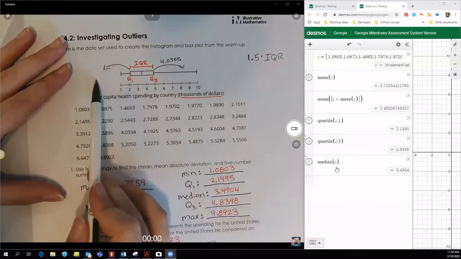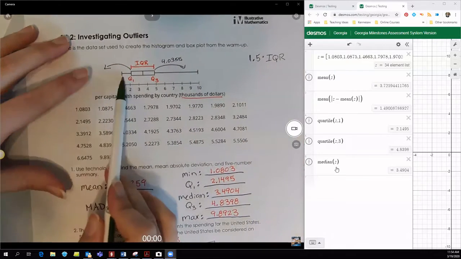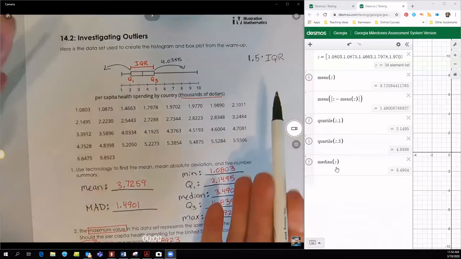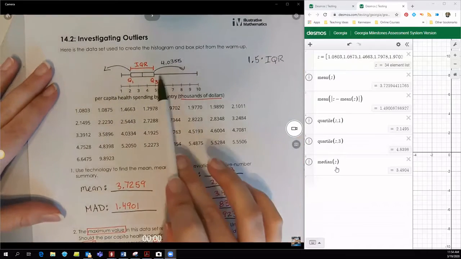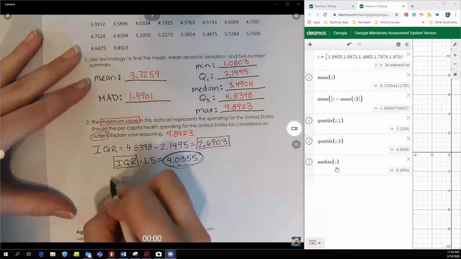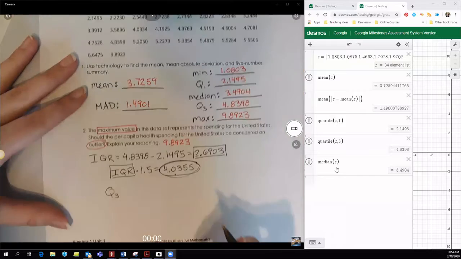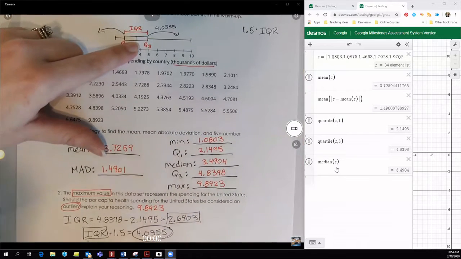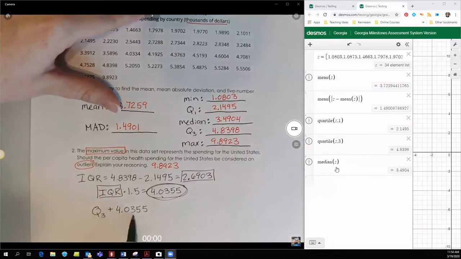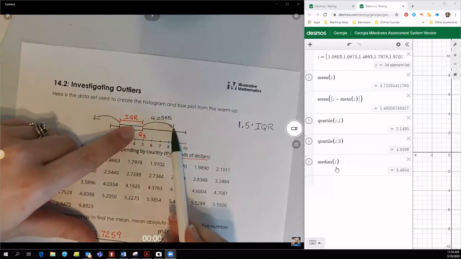But notice there's not going to be anything past Q1, so I don't have to worry about that. But if your box and whisker plot had gone that far, you'd want to do both sides. So I only have to do this side because I only have an outlier on that side. So what I'm going to do is take my Q3, take that number, and I want to add what I just found, that 4.0355.